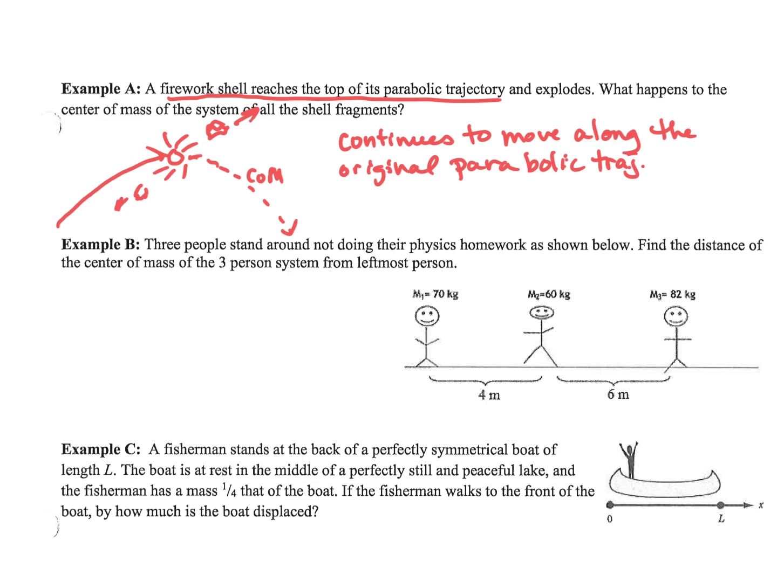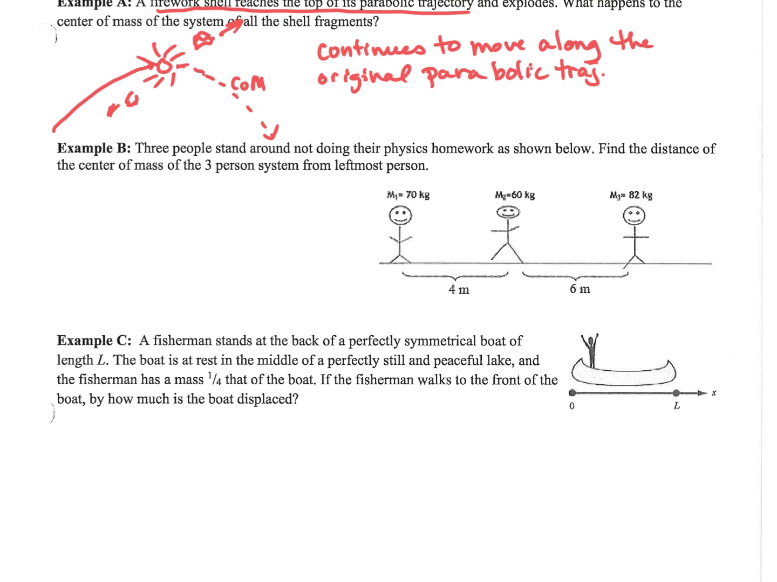Well, let's look at example B. Three people stand around not doing their physics homework, as shown below. Wonder where this example came from. Find the distance of the center of mass of the 3-person system from the leftmost person. So we're going to call the leftmost person this guy, at x equals 0.